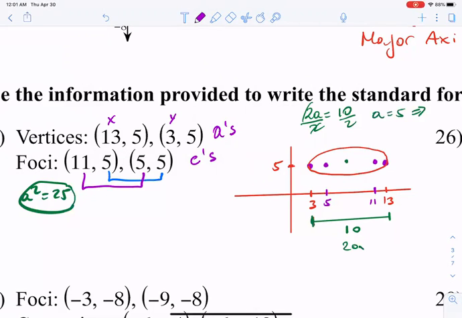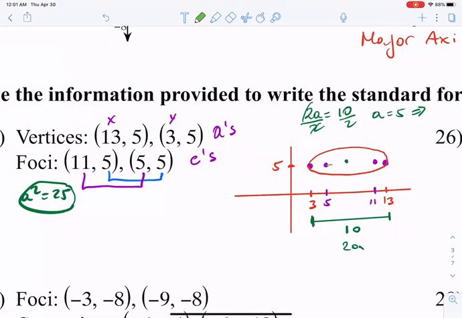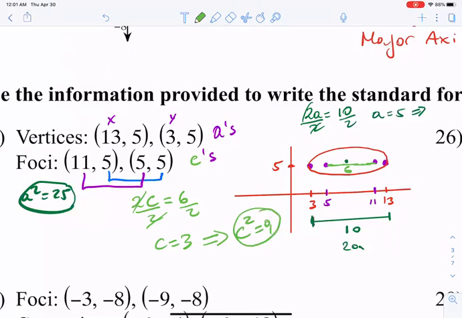Since the y's are not moving, the x's are moving. The distance from 5 to 11, if I think about it in terms of distance, from here to here, is 6 units. So that implies 2b, I'm sorry, 2c, not b, because I have c here. 2c equals 6. If I solve for c, I get 3, which implies that c squared equals 9.